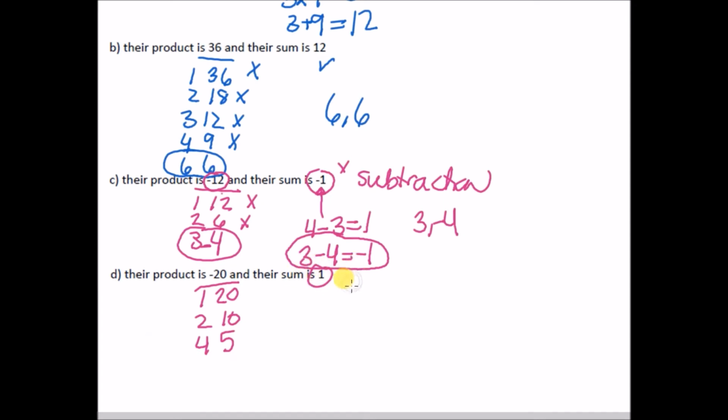So we know that this is going to be the big number minus the little number. Right? So 20 minus 1 is 19. That's not 1. 10 minus 2 is 8. 5 minus 4 is 1. The two numbers are 5 and 4. Now we're going to see how this translates into actual factoring.